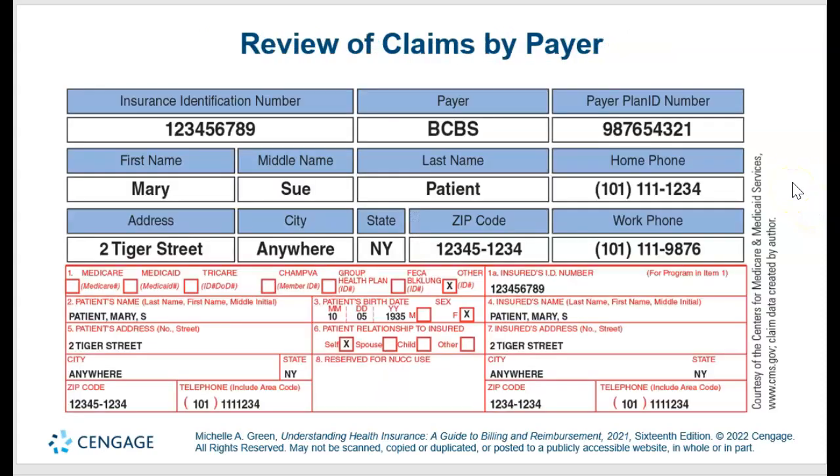All right, so this is a review of claims, again covered in Chapter 11. You put down the identification number, who the payer is, what their ID number is, and names. Who's the relationship to the insured? If I carry the insurance, it's going to be self. If I have a child who goes, it'll be child. And then male or female, you put all that information in.